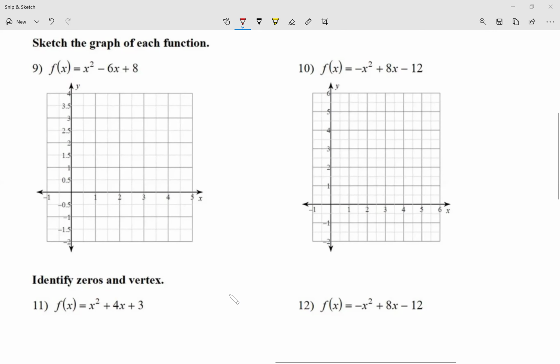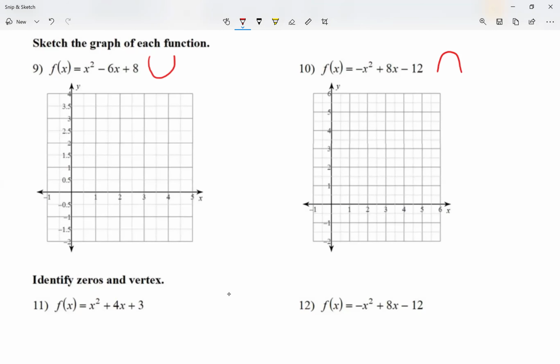So for today, I'm going to be working questions 9 and 10. We have to sketch the graph of each function, okay? I remember something that we saw before. When my first symbol was a positive, I knew my graph was opened up. So I expect question number 9 to be a U opened up. When my first sign was a negative, looking at number 10, my graph was a U open down. So that gives me a good idea what to expect.